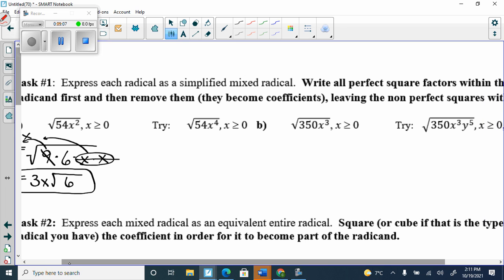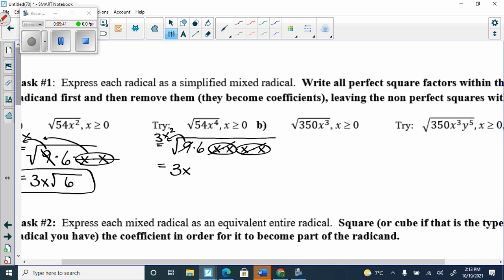You try the next one. So 54 would still break down into 9 and 6. That didn't change. The x to the 4 we could break down as x, x, x, x, and I'll show you what I mean. So the 9 would come out as a 3. The 1x would come out as an x, and these two would come out as an x. So every x squared, I technically get 1x out. We agree? For every x squared, I get 1x out. So this would be an x times an x, which is just an x squared. So I get 3x squared times root 6. So instead of splitting them as x's and x's, you just need to split them as x squareds. We agree?